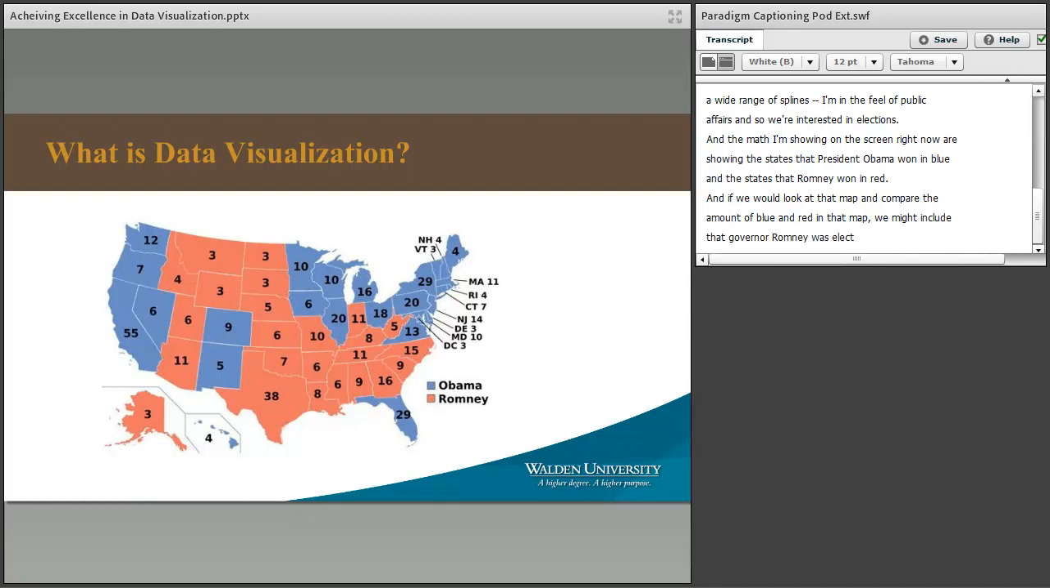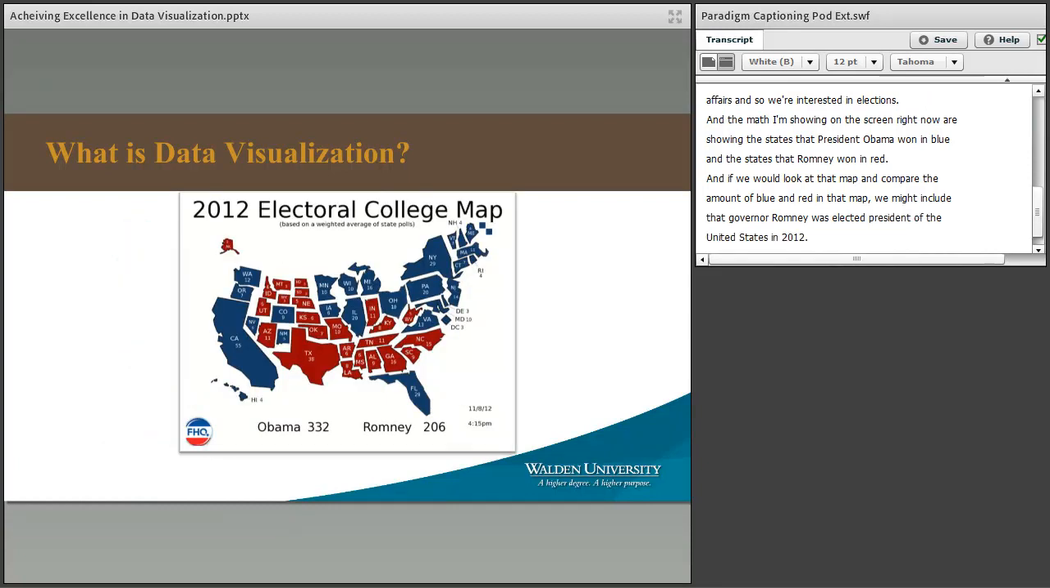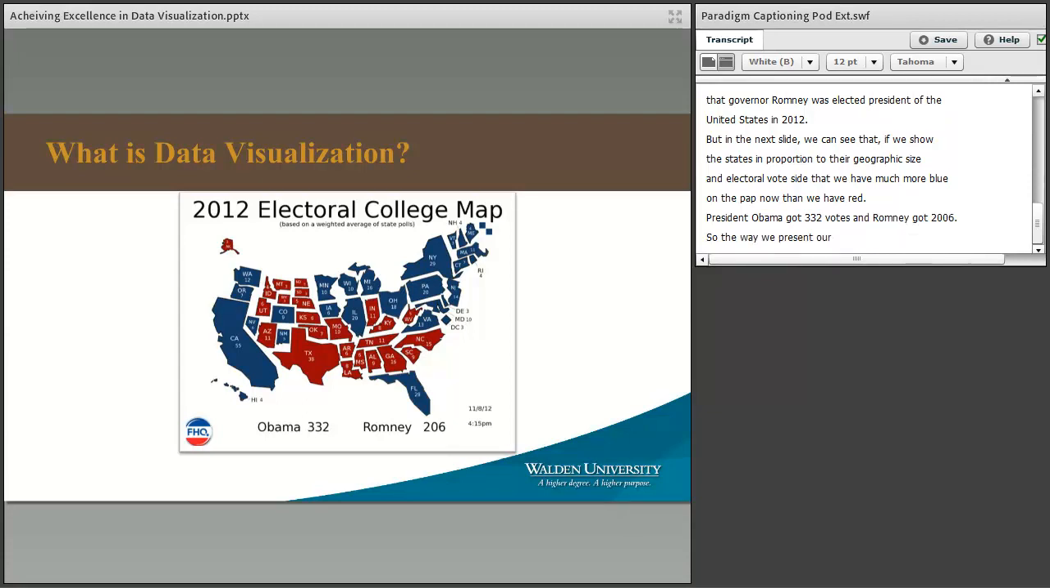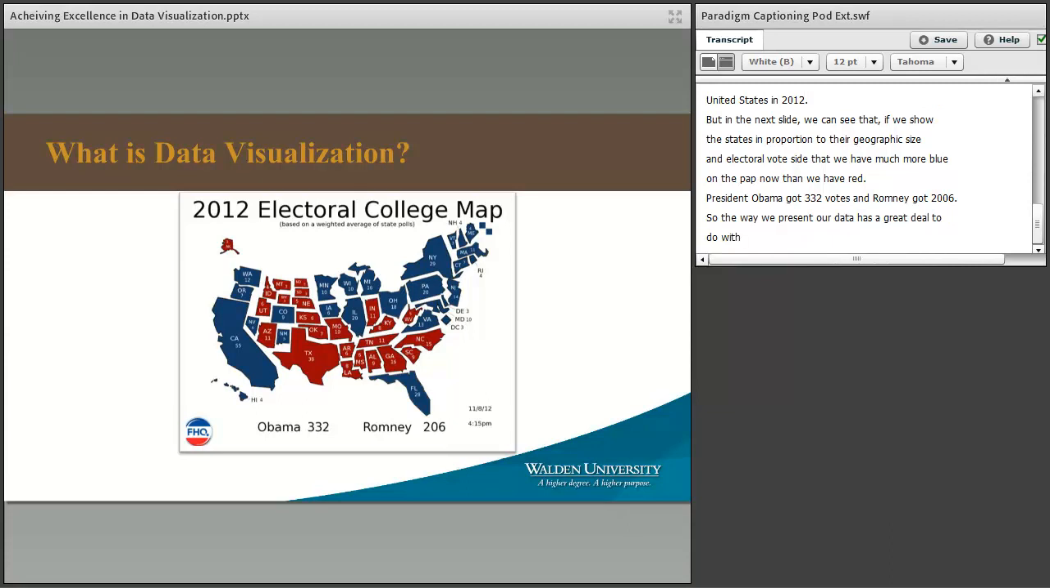But if we can move to our next slide, please. We can see that if we show the states not in proportion to their geographic size, but in proportion to the electoral vote size, we have much more blue on the map now than we do red. In fact, President Obama got 332 electoral votes and Governor Romney got 206. So the way we present our data in visual form has a great deal to do with the way our audience will receive that data and understand the meaning of the information we're trying to communicate to them.